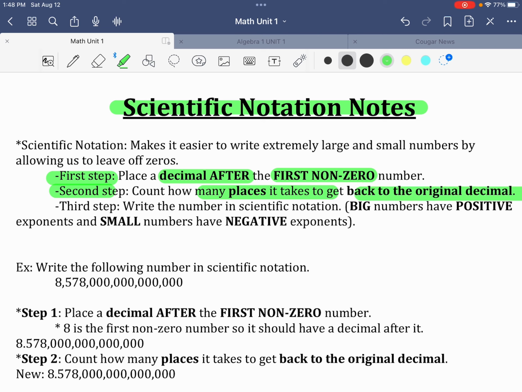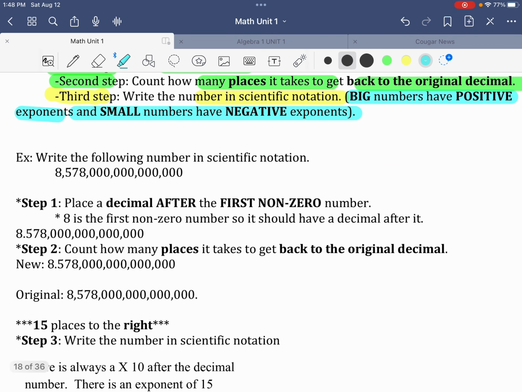The third step is to write the number in scientific notation. Here's a key: big numbers have positive exponents and small numbers have negative exponents. And you can still have a positive number or a negative number in scientific notation. That doesn't change anything. So let's look at the first example on your notes, and all you have to do is read through the notes.